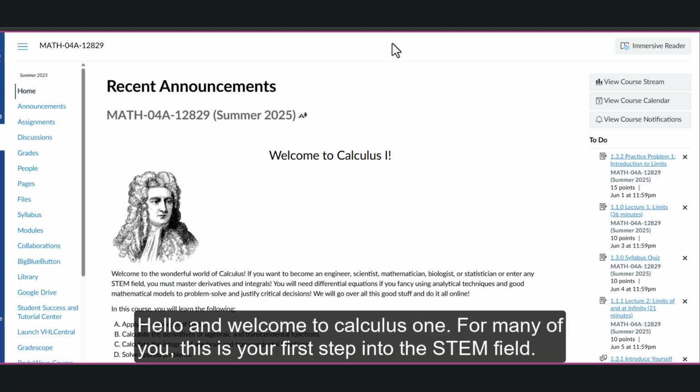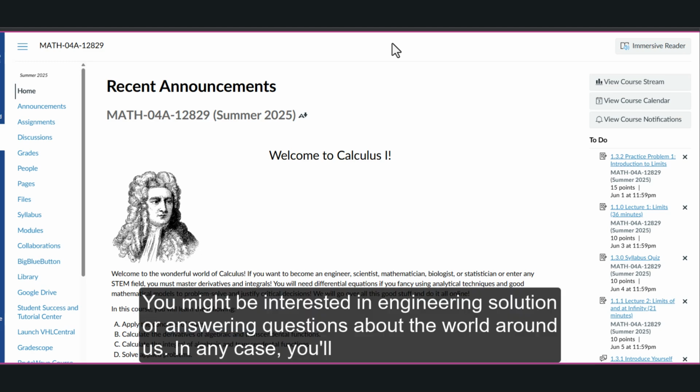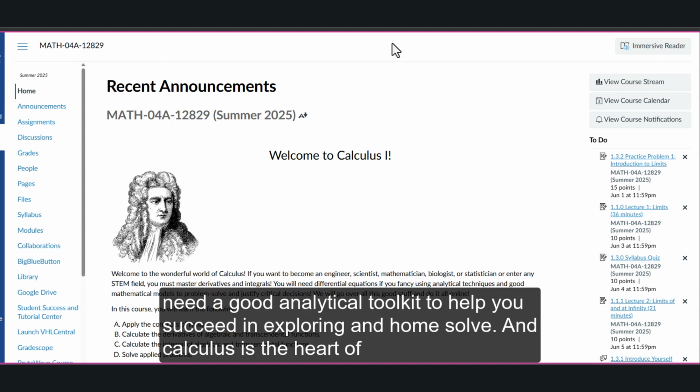For many of you, this is your first step into the STEM field. You might be interested in engineering solutions or answering questions about the world around us. In any case, you'll need a good analytical toolkit to help you succeed in exploring and problem solving. And calculus is the heart of any good toolkit.